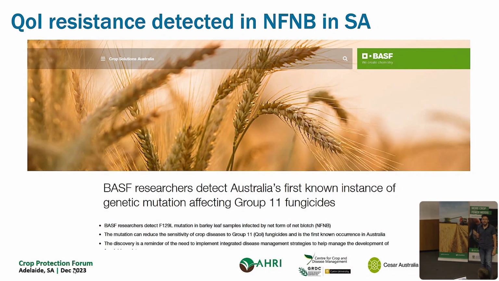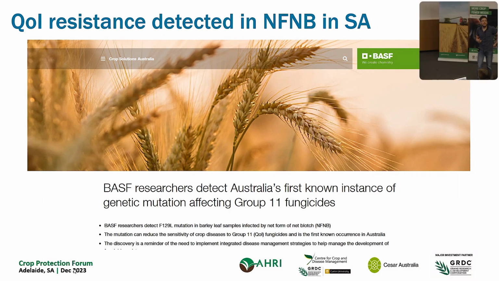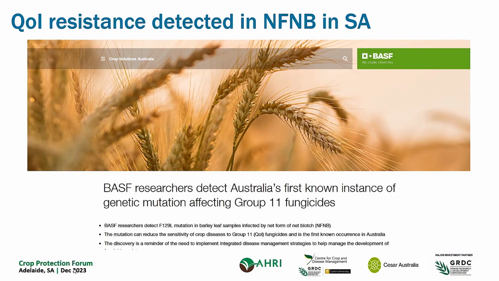Because as I was saying earlier, we've also got QI resistance in the net form net blotch. Now, it is unclear what the resistance basically means. We talk about resistance, but actually it doesn't translate into field resistance. So we still don't know. This was a mutation that has been previously described overseas, and that was discovered by BASF, as I was saying, last year.